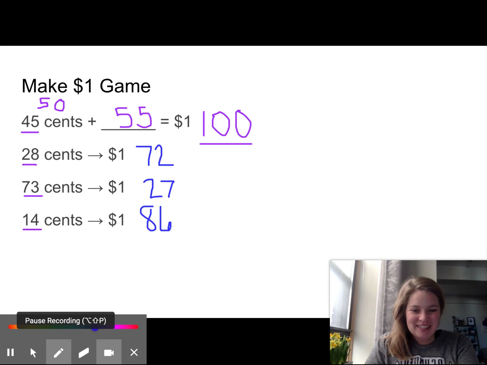72 plus 28 equals 100, so it would be 72 cents. 73 plus 27 equals $1, so it would be 27 cents. And then 14 plus 86 equals $1, so that would be 86 cents. It's okay if you didn't get it all the way right, but make sure that you're trying your hardest so that you understand exactly what it looks like to make $1.